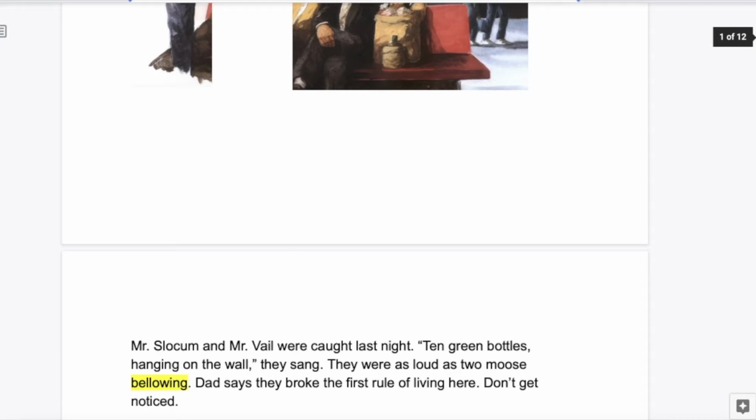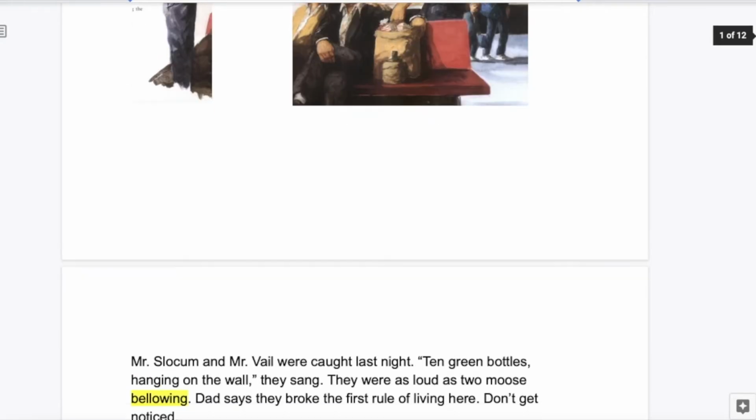So, there's a new word here called bellowing. You can think about using the context clues on what you think bellowing means, and then I'll share the definition. The definition of bellowing is making a loud noise, which the moose are making. And it's like a metaphor, so it's comparing that to the old men.